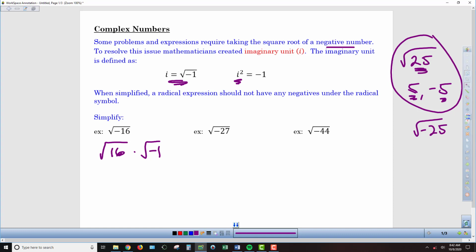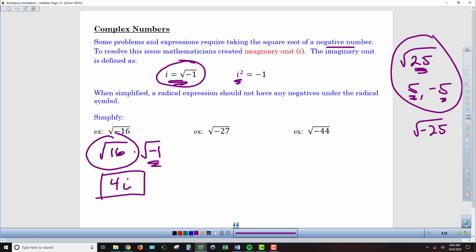And so by doing this, now we can take the square root of 16, that's just going to be 4. And we don't need the plus or minus or anything like that because we're just taking a square root of a number. We're not taking the square root of both sides of an equation and therefore requiring that plus or minus. We're just going to put positive 4. And then we're going to swap out this root negative 1 with i. And so our simplified answer in this case is just 4i.